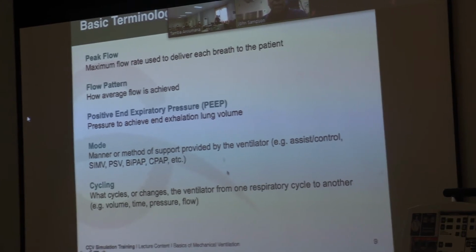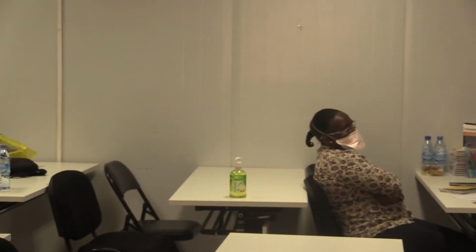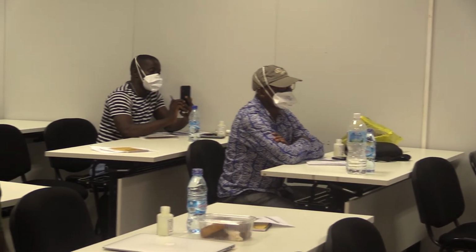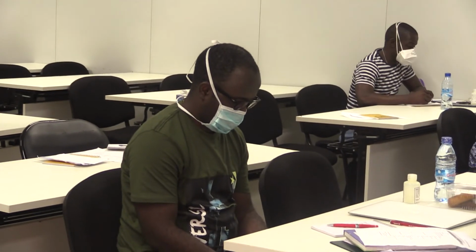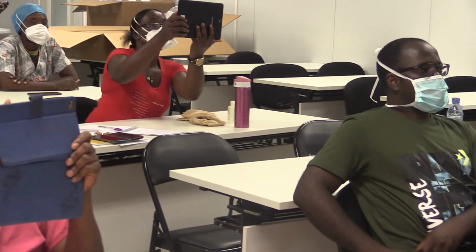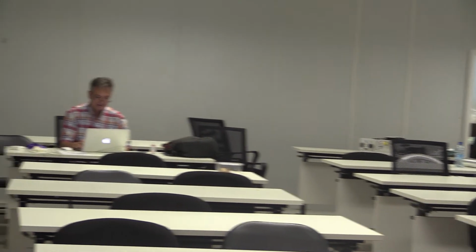Then there's the peak flow, which is the maximum flow rate used to deliver each breath to the patient. And then there's the flow pattern, which is how the average flow is achieved. The flow is something that we will be visiting for this particular ventilator, because depending on your oxygen source, the amount of oxygen that you give is related to the flow if you are using a low flow method of delivering oxygen to this ventilator.